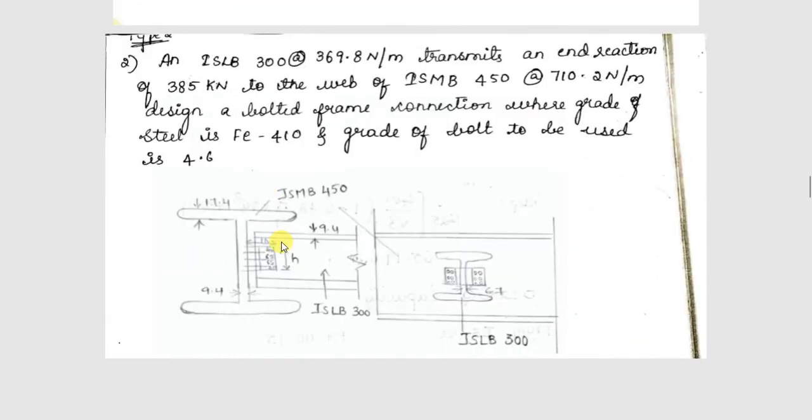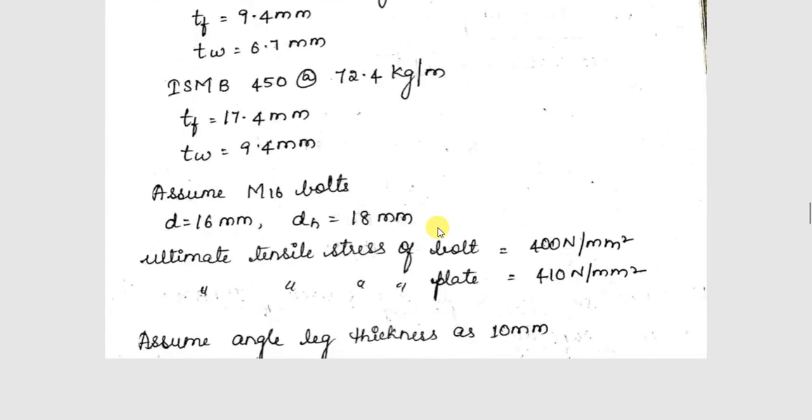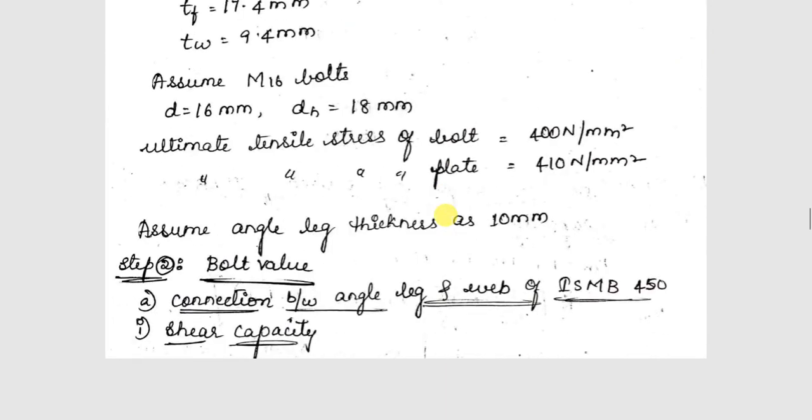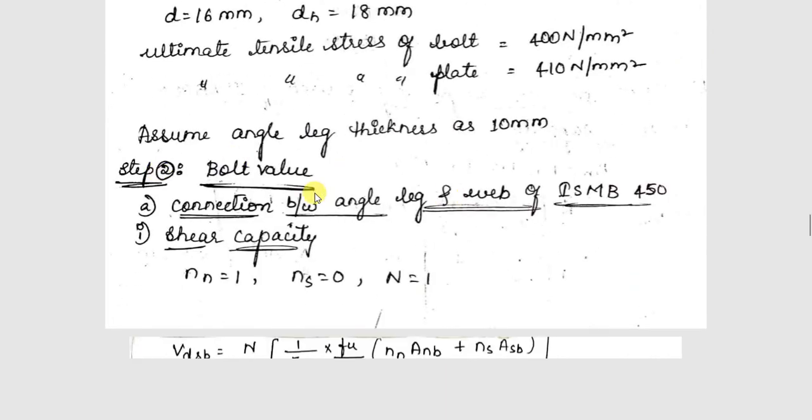See, the angle to be used is also not mentioned, so you can assume it as a 10 mm thick angle. We will not be deciding the lengths of the angle legs now itself. Once the number of bolts to be used for the connection is decided, we will automatically get the lengths of the angle legs. So as of now, we will be assuming only the thickness of the angle leg, which is required for finding out shear and bearing capacity. So next, we will be finding out the bolt value and the number of bolts required.